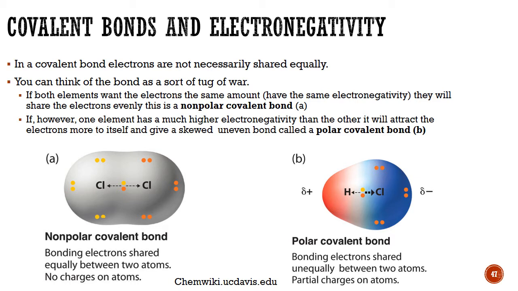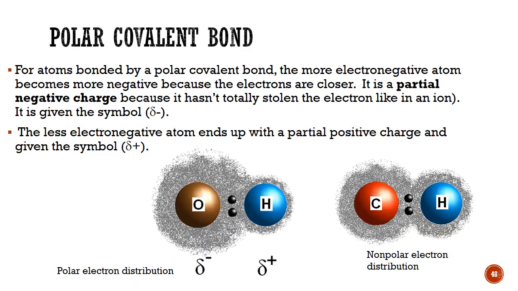And so those little symbols, they look like a squiggly line. It's the Greek letter delta, lowercase delta, and delta negative means that it's partially negative, and delta positive means it's partially positive. So the one that has the stronger pull on the electrons, that end of the molecule will be more negative. And so this is called a polar covalent bond. Here are some other examples. Again, because the electron cloud is pulled more toward the one with the higher electronegativity, it becomes more negative.